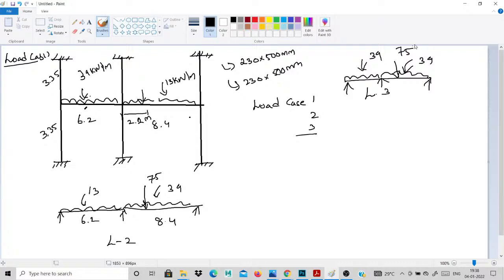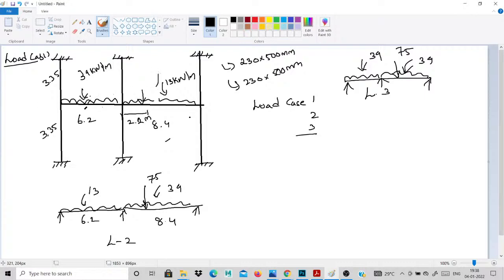So you know the stability structure theory. Stability of structure means that if one beam fails, the total load is transferred to the nearby beam. That is called structural stability. Okay, suppose this 6.2 beam fails, this beam's load will be transferred to the nearby 8.4 meter beam. So I took 3 load cases. Whichever load case gives the maximum moment, I will take and design for my section.